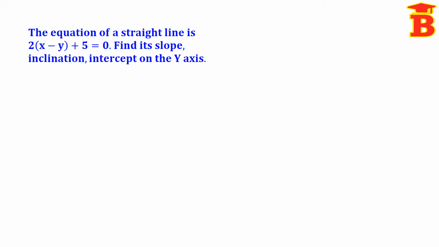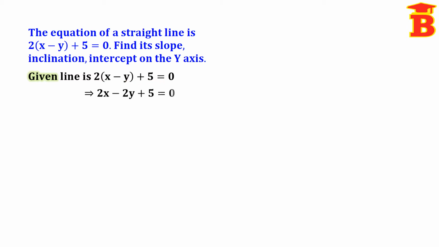Now let us see the problems. The equation of a straight line is 2(x - y) + 5 = 0. Find its slope, inclination, and intercept on the y-axis. So the given line is 2(x - y) + 5 = 0.